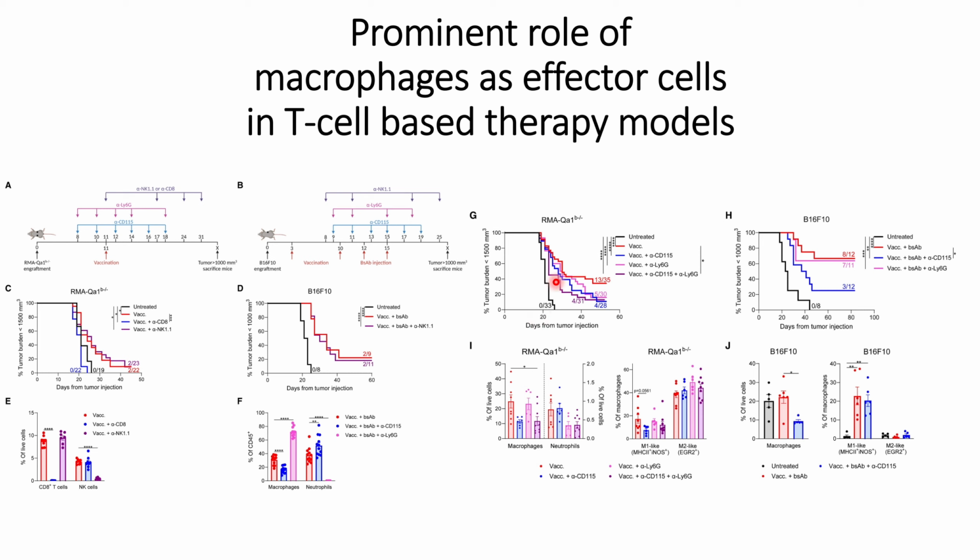Here we can see that when they use only the vaccine, there is a tumor decrease, but to some extent. And when they use this anti-LY6G, or anti-neutrophil depletion antibodies, they see slightly more reduction in the tumors. And when they use anti-CD115, they see more reduction in the tumors. But when they use both of them, they see a further reduction in the tumor burden.